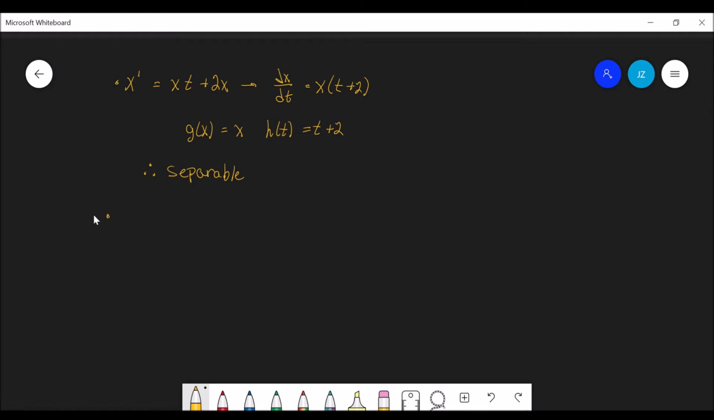Let's now look at x prime equals x plus cosine of t. Now, this can be written dx dt equals, and there's nothing we can do on the right hand side, so x plus cosine of t. Notice there's no way to write this as a function of x times a function of t. So this is not separable.